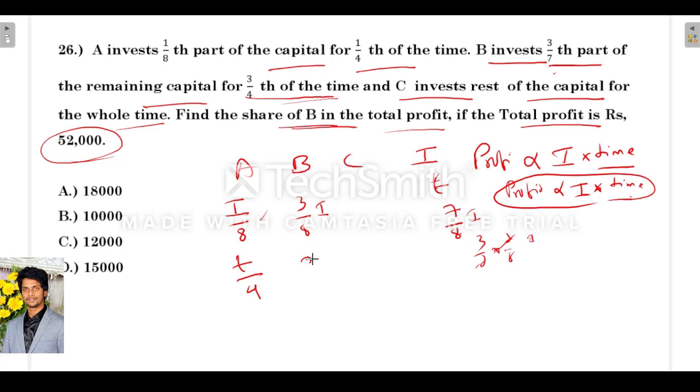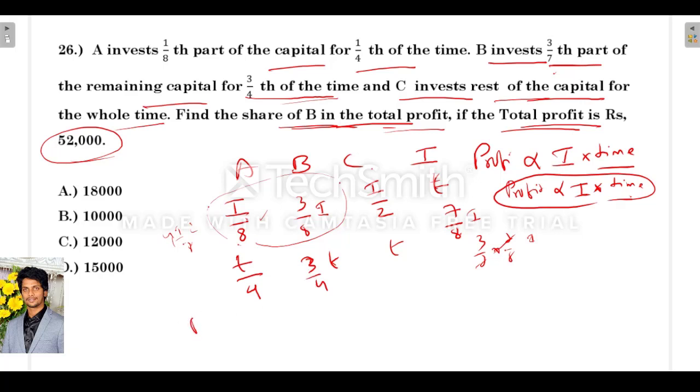So he has invested for 3/4 of the time, and C has invested the rest of the capital. What is the rest of the capital? Here, I by 8 plus 3 by 8 means 4 by 8 I, which means I by 2 is over. So the rest of the capital is I by 2, and he invests for the whole time. Find the share of B in the total profit.